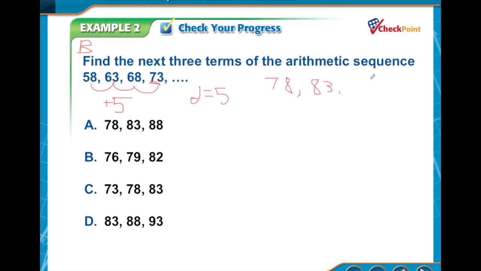And if we added 5 more, we would get 88. So these would be the next 3 terms just by following that common difference. So looking at our options now, it's easy to cross these out. This doesn't match up. No, not right. A is our solution given this pattern.